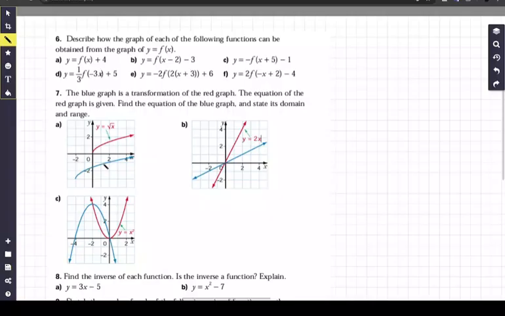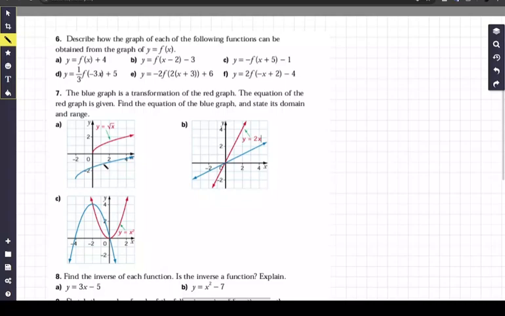For D, we are compressing the entire picture by a factor of 1/3, and then we're flipping that about the y-axis, and we are horizontally compressing it by a factor of 1/3. Plus, we're moving it 5 units up.